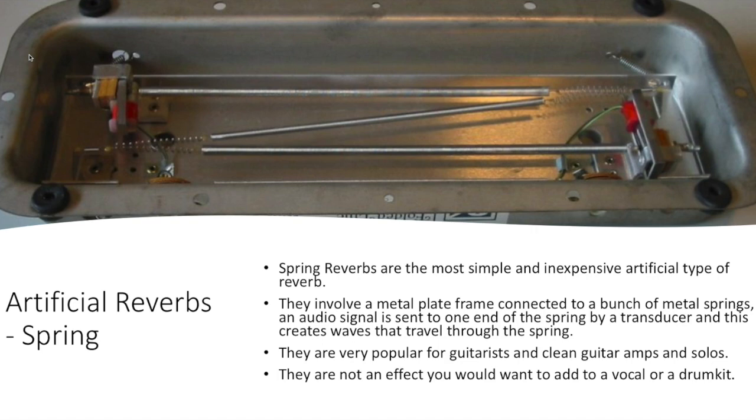And then we have spring reverbs. Spring reverbs are the most simple and inexpensive artificial type of reverb. They involve a metal plate frame connected to a bunch of metal springs. An audio signal is sent to one end of the spring by a transducer, and this creates waves that travel through the spring. They are very popular for guitarists, for clean guitar amps and solos. They are not an effect you want to use on a vocal or a drum kit, per se.